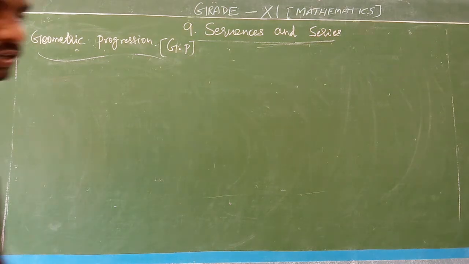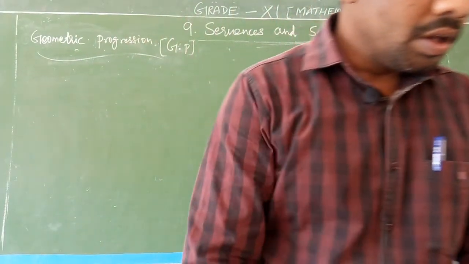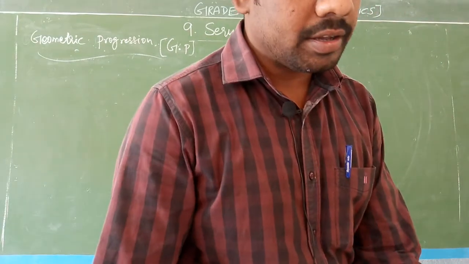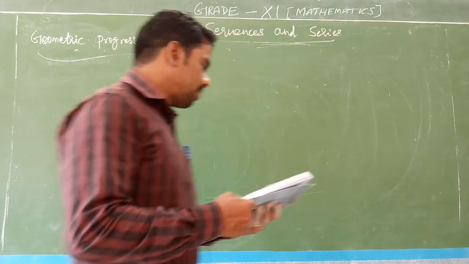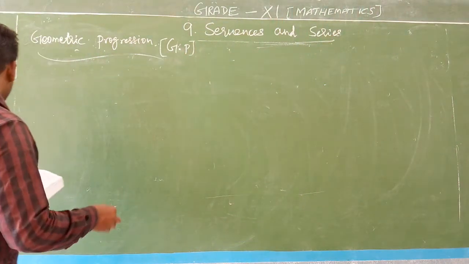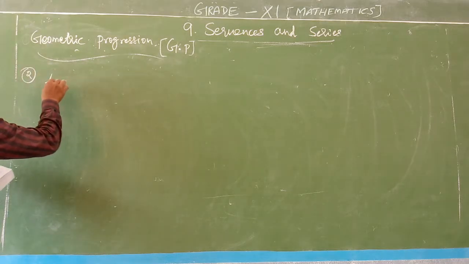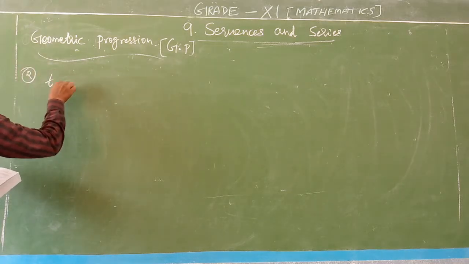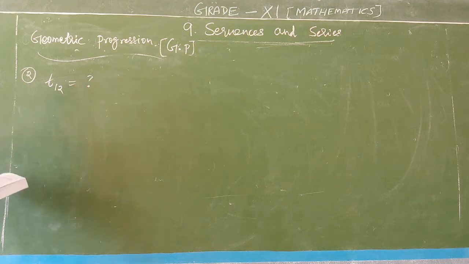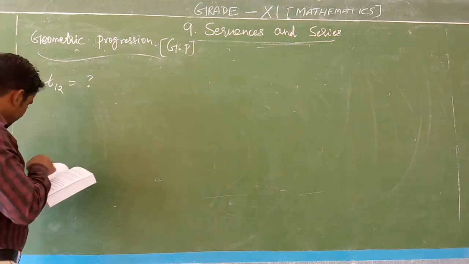Right. Next, question number 2. Find the 12th term of a GP whose 8th term is 192. Given this information, we need to find the 12th term of the GP, that is T12.